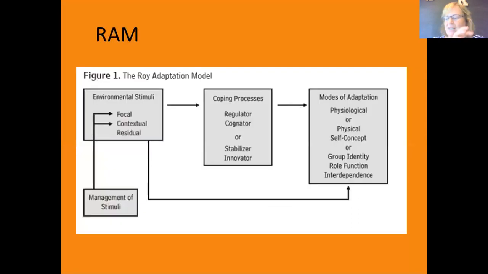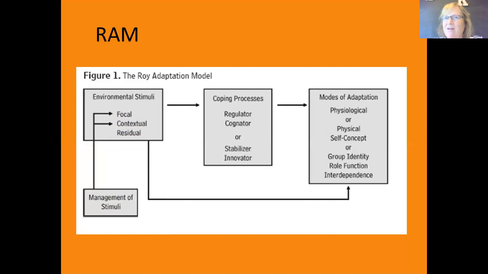Okay, so here is the RAM. And sometimes when you look at these models, it's really easy just to feel overwhelmed. But we're going to talk about this. I'm going to come back to this model several times, but just to get that sense of what this looks like. Remember, it's input, throughput, output. So the input is those environmental stimuli.